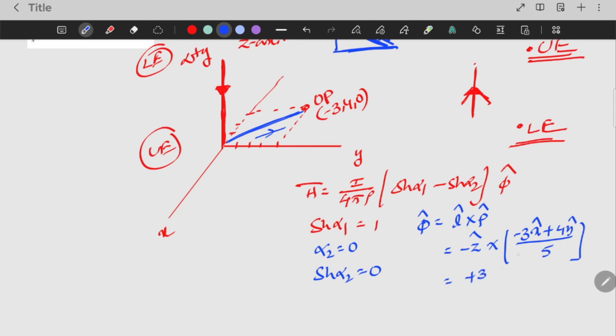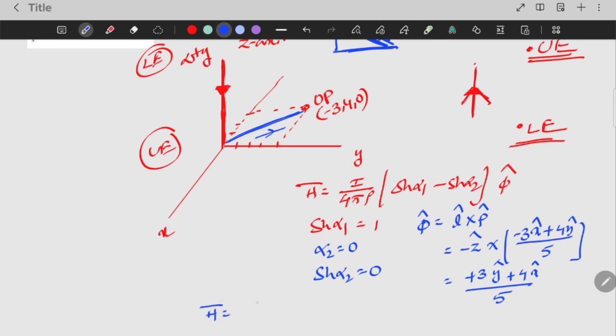Then z cap cross x cap is y cap. Next, minus into plus is minus 4, z cap cross x cap. Sorry, z cap cross y cap. Y cross z is nothing but x, but here z cross y is there, so it is a plus x cap by 5 we will get. Everything is ready. Substitute in the formula.